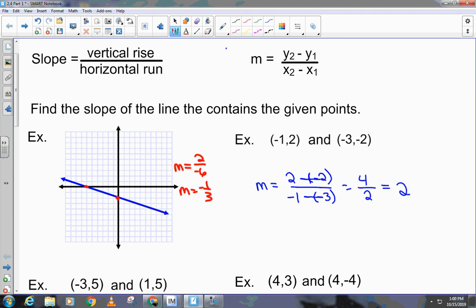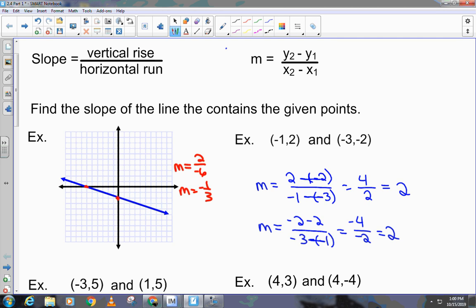Like I said, we could subtract in the opposite order, where we do right to left, and that would be negative 2 minus 2. Again, the y's go on top. Negative 3 minus a negative 1. That gives me negative 4 over negative 2, which is also 2. Okay? So you can subtract left to right, right to left. It doesn't matter as long as you do both the top and the bottom in the same way, and you have to put the y's on top.